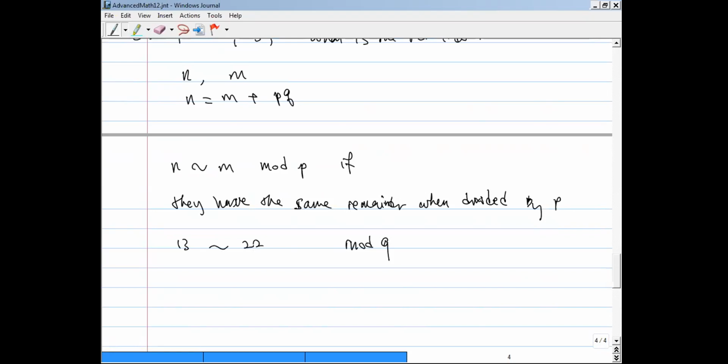And 21 has the same remainder as 9 when divided by 6. 21 divided by 6 has remainder 3, and 9 divided by 6 also has remainder 3.